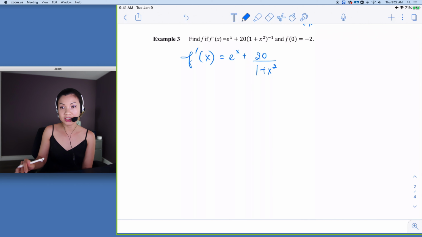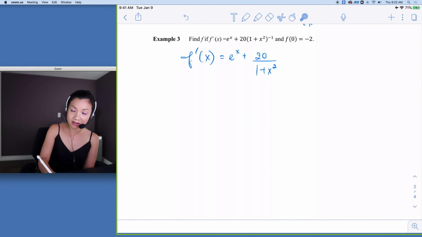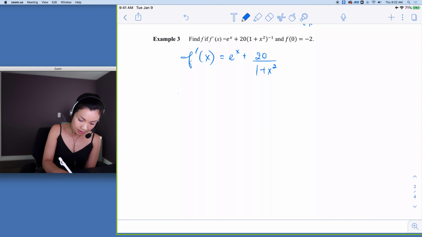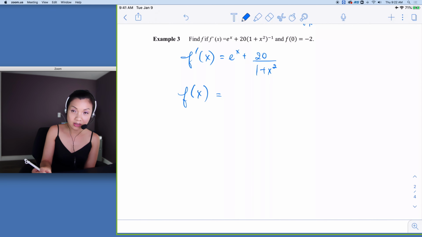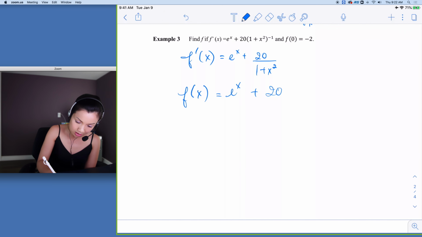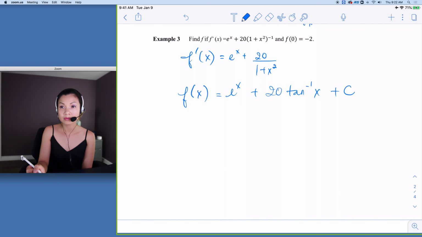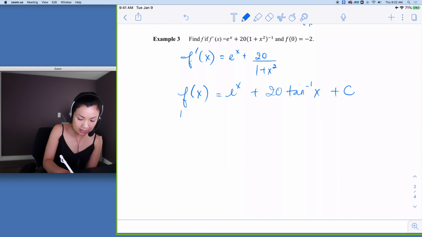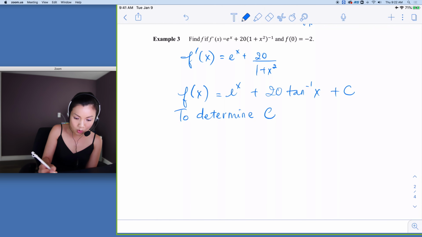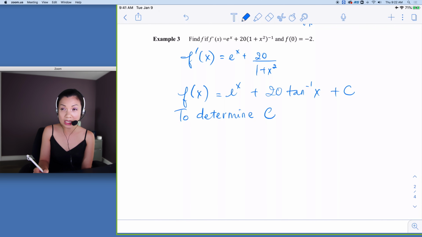So hopefully you recognize that this one right here is the derivative of arctangent. Okay, so taking the antiderivative, we get e to the x power plus 20 arctangent plus c. Okay, now to determine c, we're going to use the fact that f of 0 is negative 2.